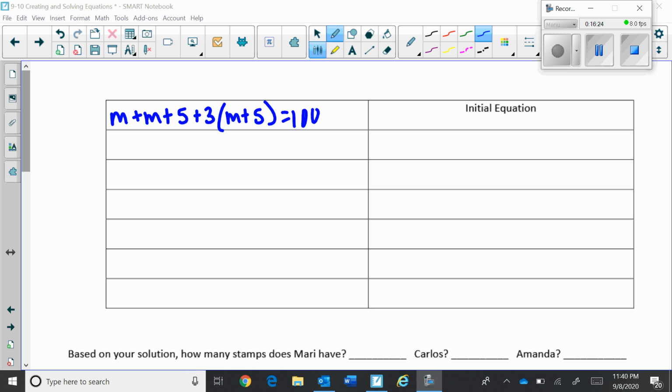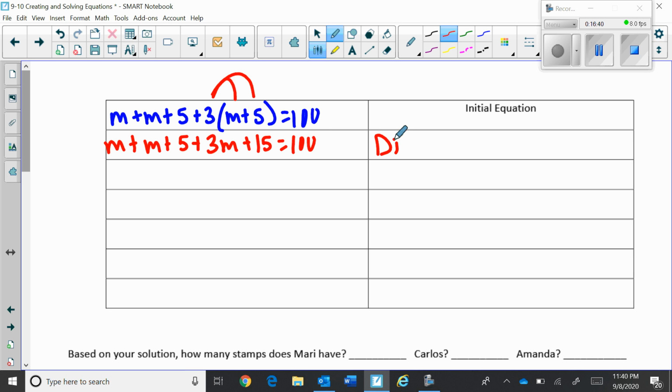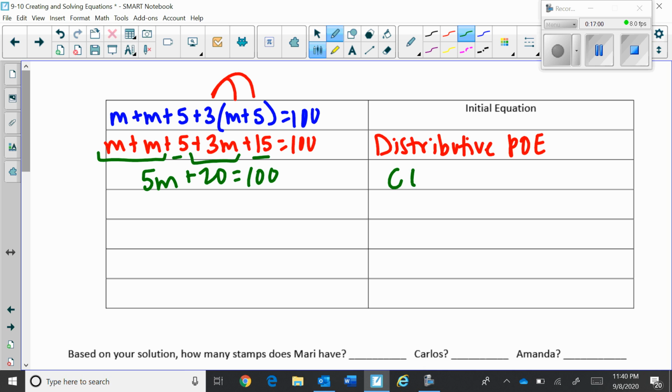There we go. So we've got our initial equation. Step 1, we're going to go ahead and distribute. So m plus 5 plus 3m plus 15 equals 100. It's our distributive property. All right, what's next is to combine like terms. So m plus 3m gives us 5m, and then 5 plus 15 gives us 20. Combine like terms.